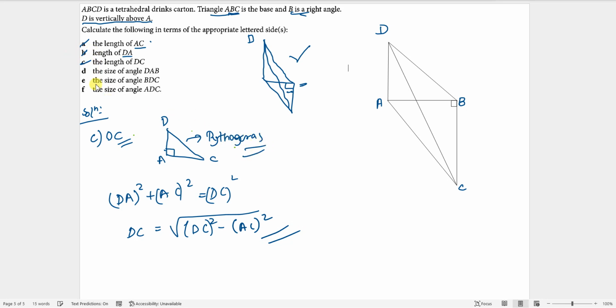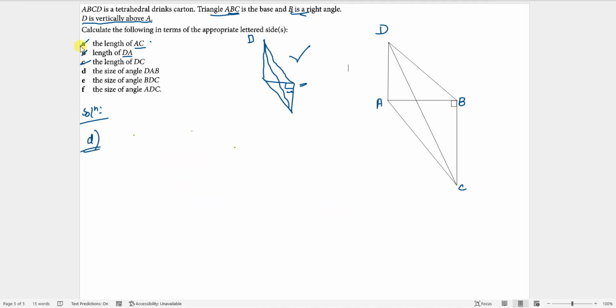Let's start with D. Okay, part D. The size of angle DAB. What is DAB? You see, it's already said in the question. It's vertically above A. Vertically above A means this is supposed to be 90 degrees. So you just write angle DAB. That means you are asked to find angle A. Always look at the center letter. So DAB, angle DAB is equals to 90 degrees.